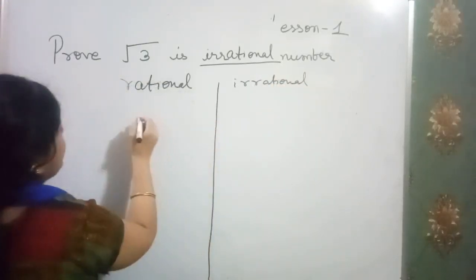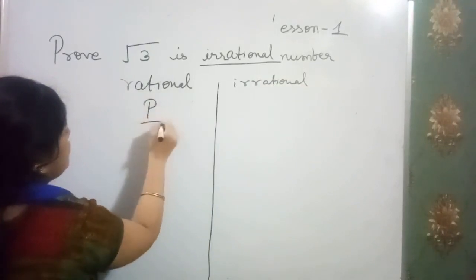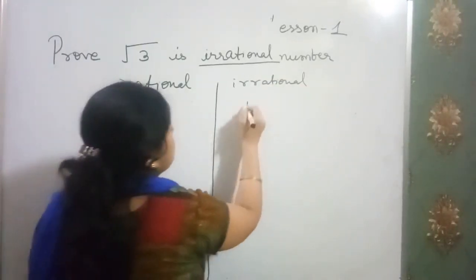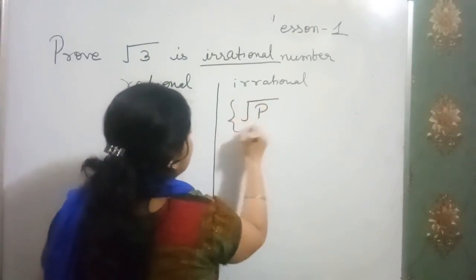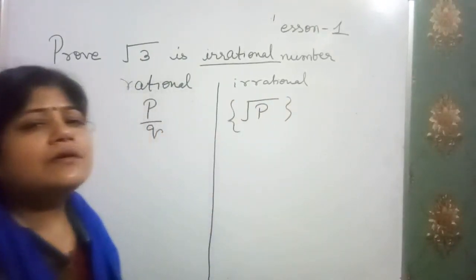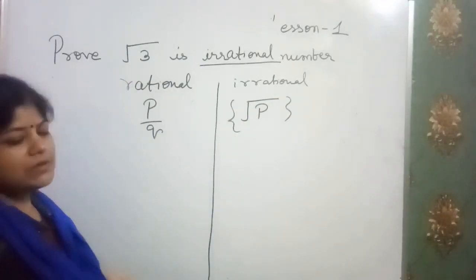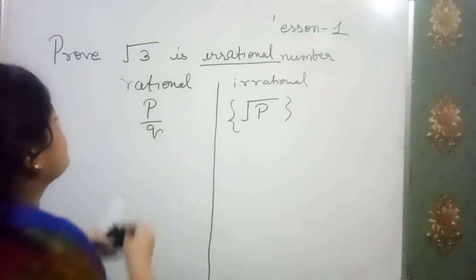So, when we have any digit which is in the form of p by q, it is a rational number, and any digit which is not written in this way is an irrational number. This is just a tip which I want to explain to you in order to solve these questions. Now I am going to solve this.